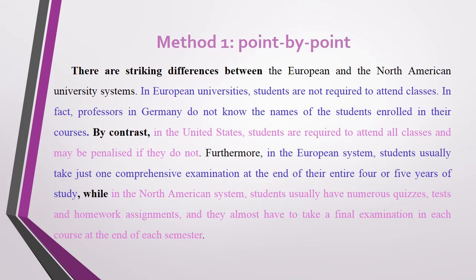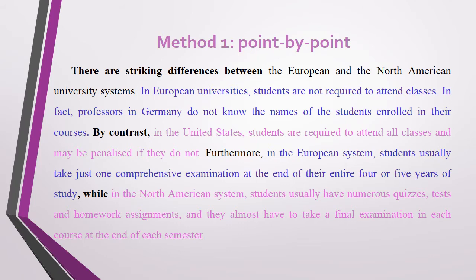Let's take an example about the first method, point by point. We read the paragraph together. There are striking differences between the European and the North American university systems. Topic sentence. It is announced clearly in this topic sentence that there are differences between A and B, the European university system and the North American university system. Then the rest of the sentences, the supporting sentences, will give the details. They will show the differences exactly.